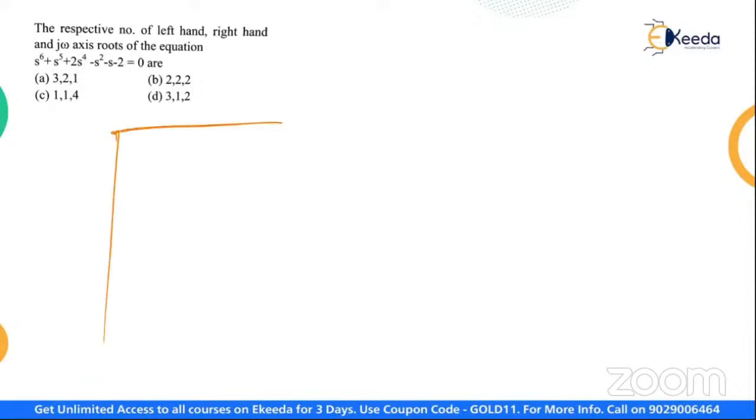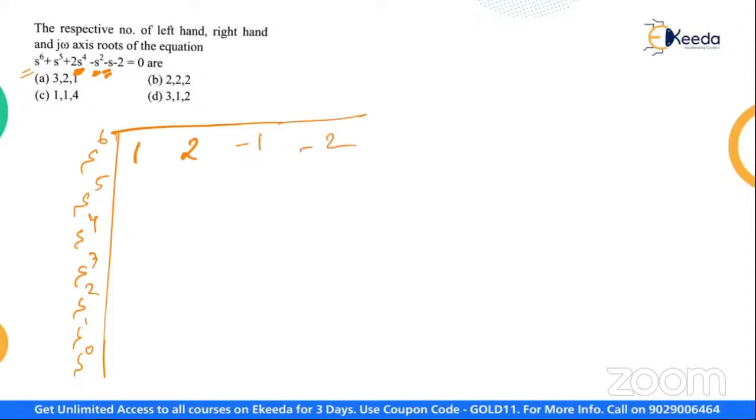See here. You have got s to the power 6, so let us start with s to the power 6. Then you will be having s to the power 5, s to the power 4, s to the power 3, s squared, s to the power 1, and then s to the power 0. That's it. Now, what happens to s to the power 6? You will be writing the coefficients in alternate fashion. So if you write them in alternate fashion, you will get 1, 2, minus 1, and minus 2.